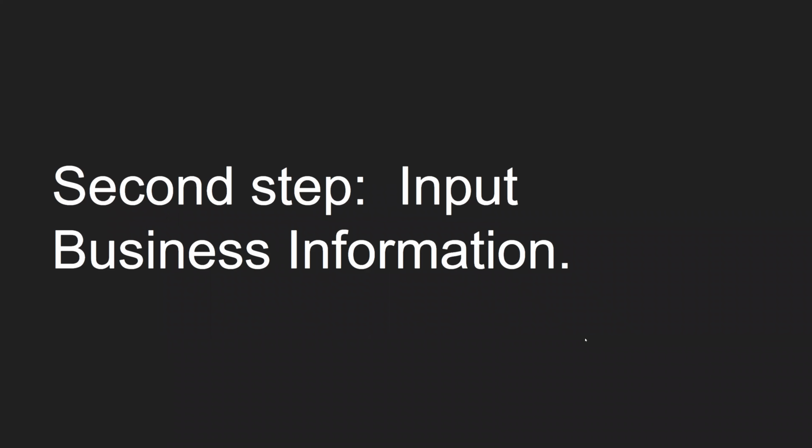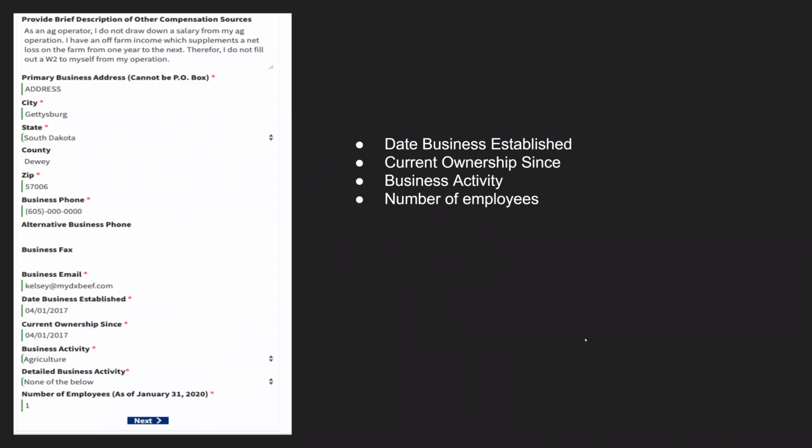Second step, you will input your business information. You'll notice that it's a real brief description of the business information. Some things to point out is there will be a question about the date the business was established. We would recommend that you refer back to when you first started filing a Schedule F for your operation.